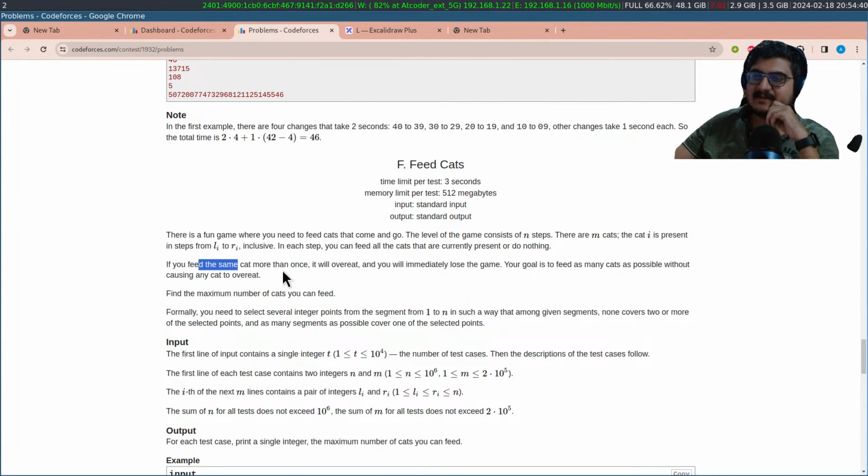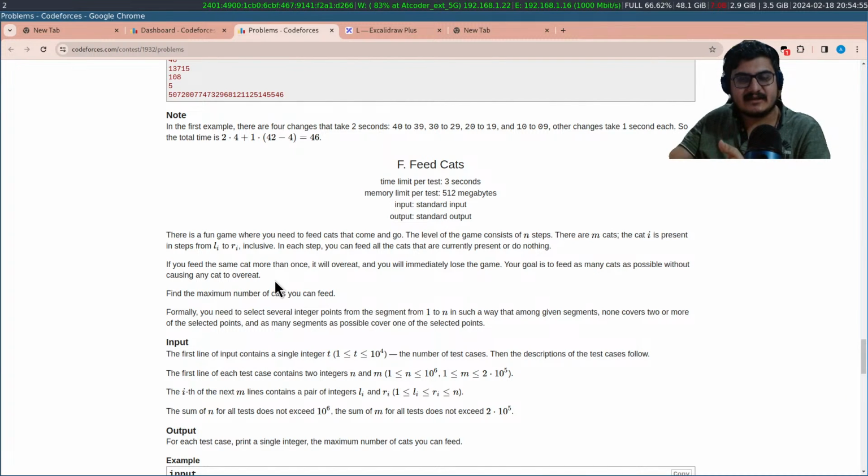And if you feed the same cat more than once, it will overeat and you will immediately lose the game. So we have to feed every cat at most once. Your goal is to feed as many cats as possible without causing any cat to overeat. So we have some set of cats, and let's call these steps some times over there.